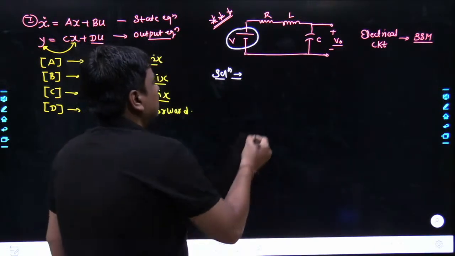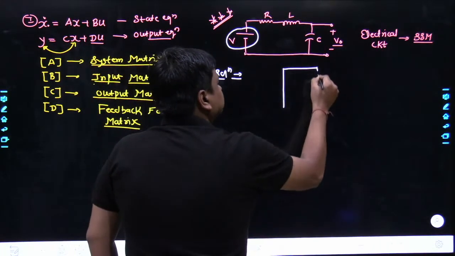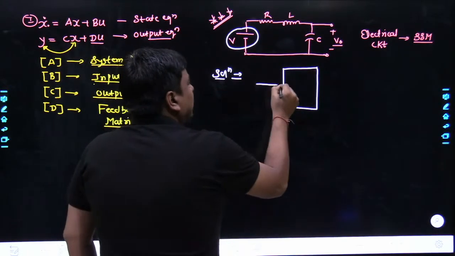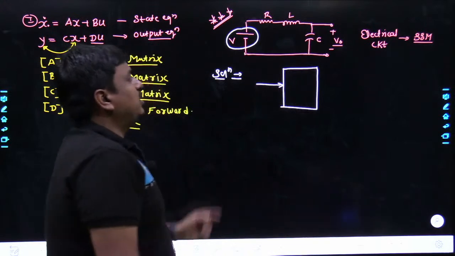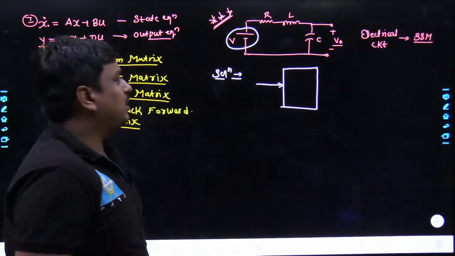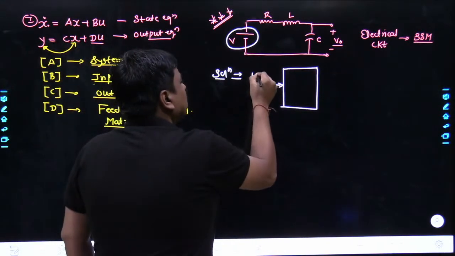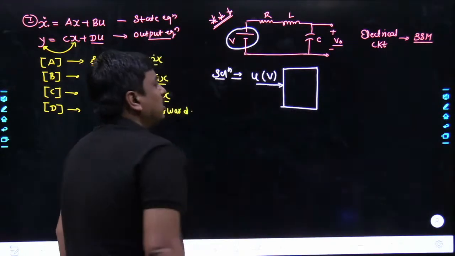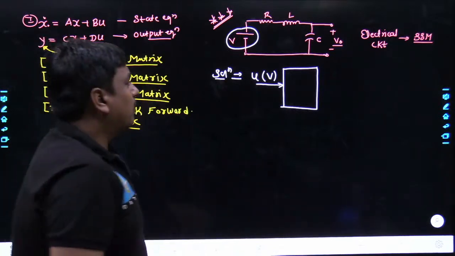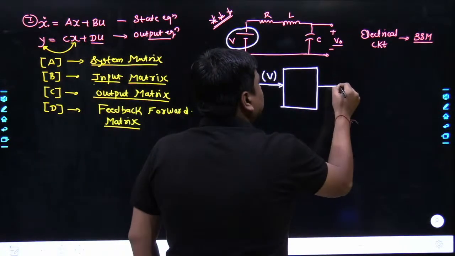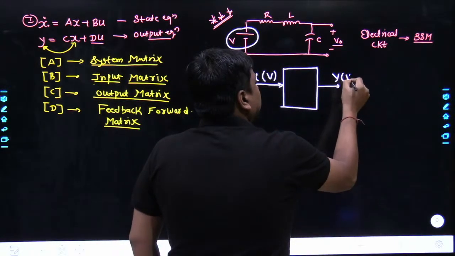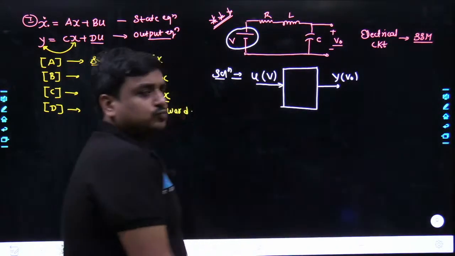So let me take a block diagram. First count the number of inputs. May I know how many inputs we have? Only one input we have. So far the input was referred to by a small u, and here the small u is nothing but the voltage source V. If we talk about the number of outputs, how many outputs do you have? Initially the output was referred to by y, here it is the output voltage V0.